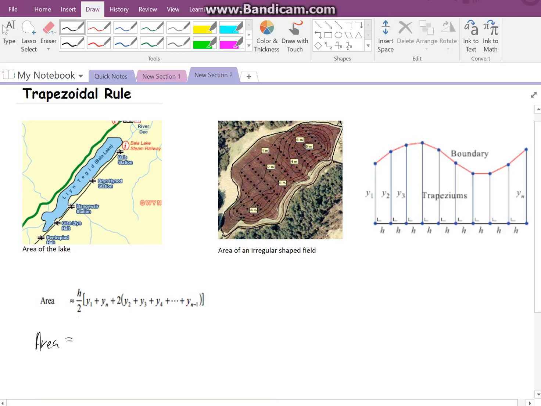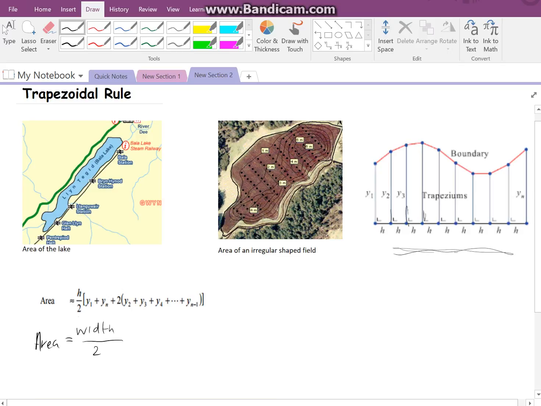If you just look at this diagram up here, see the way h comes all the time. The h actually represents the width. So we're going to call it width over 2. That width will always be constant, okay? Because when you are finding the area using the trapezoidal rule, they've broken up the area of the shape into equal boundaries. So this is your width, broken into equal parts. So your width will always be consistent.